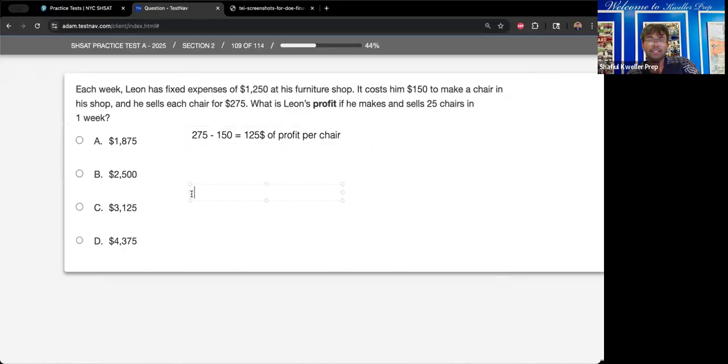So fixed expenses first, let's do 25 chairs. How much profit is he making? He's making $125 of profit. And then we subtract the fixed cost of 1,250. So 25 times 125, 3,125, minus 1,250, and then it should just be 1,875, I believe. And the answer should just be A.